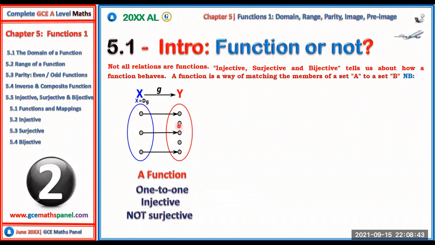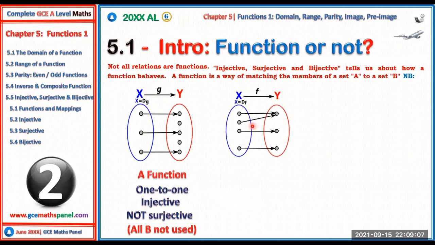Secondly, all the elements of this codomain have not been used. Look at this element. This element does not have a pre-image. This element has not been used. Since this element has not been used, we say this function is not surjective. So the main reason here is that all of B has not been used.